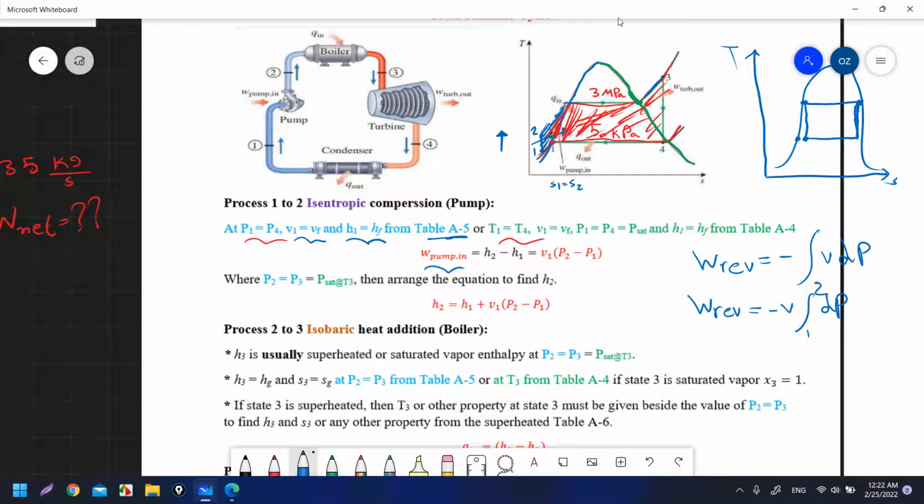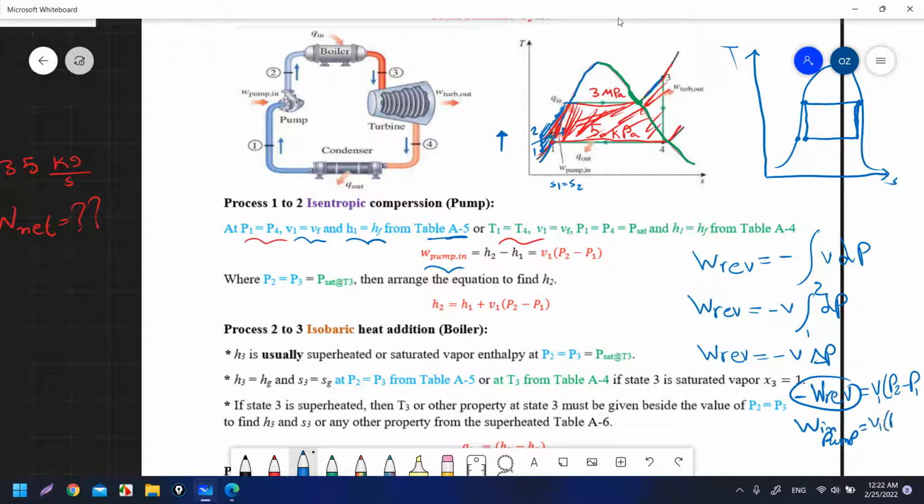So if I integrate this one, it will be negative v delta P. And the negative, I will put in the other direction, so it will be negative w reversible, and this one is P2 minus P1, of course, because it is 2 minus 1 in the integration. I will assume that the negative reversible work is the work in, negative because it means it is work in, and it is on the pump. So this will give me, and v1 equals v2, so I will use only v1, there is no change, it is constant.